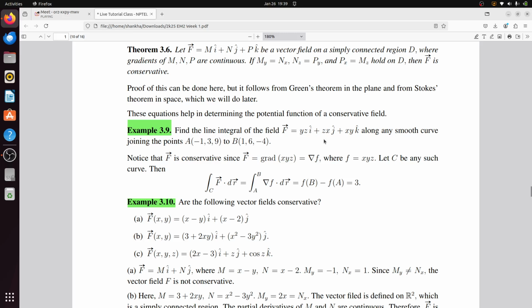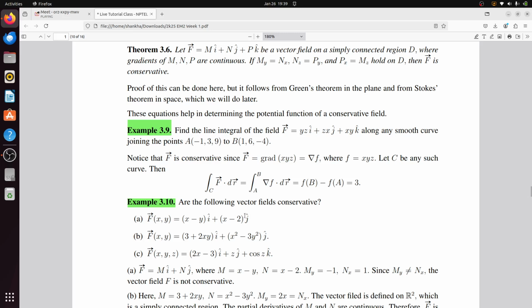Okay, so yz î plus zx ĵ plus xy k̂, this is a conservative vector field because you have a potential, you can construct the potential, which will be xyz. So for any such curve C from A to B, your answer will be f(B) minus f(A). So what is your f? Your f is xyz. You put f(B) minus f(A) here, x equal to 1, y equal to 6, z equal to minus 4. You will get f(B), and then minus f(A) will be just minus 1 into 3 into 9. You just subtract f(A) from f(B), you will get answer 3.